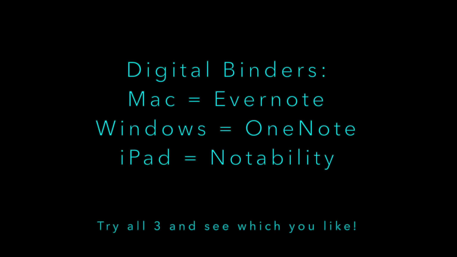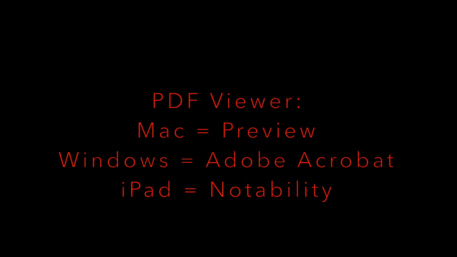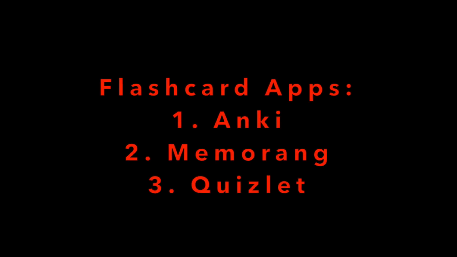Just to recap everything we talked about, the first thing is using a digital binder software, and the 3 recommendations that I had were Evernote if you're a Mac user, OneNote if you're a Windows user, and Notability if you are an iPad user. The next software we talked about was a proper PDF viewer, and that would be Preview if you're a Mac user, Adobe Acrobat if you're a Windows user, and Notability if you are an iPad user. The next software was a flashcard app, and that could be Anki, or it could be MemRise or Quizlet. And the last software that I strongly recommend, and it's available on all platforms, is the VLC Player.